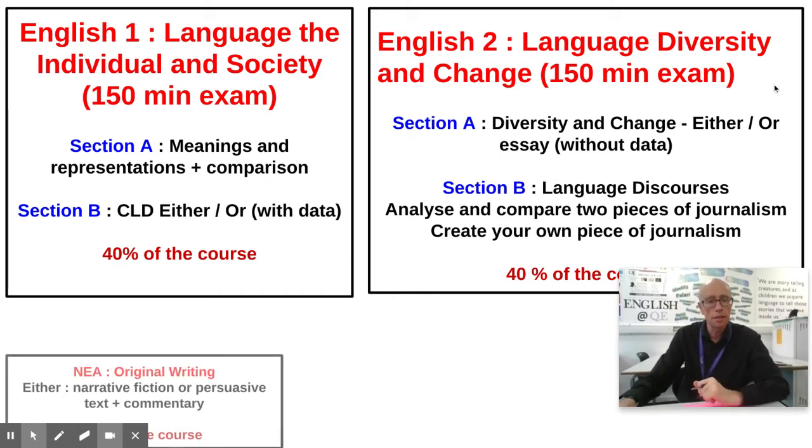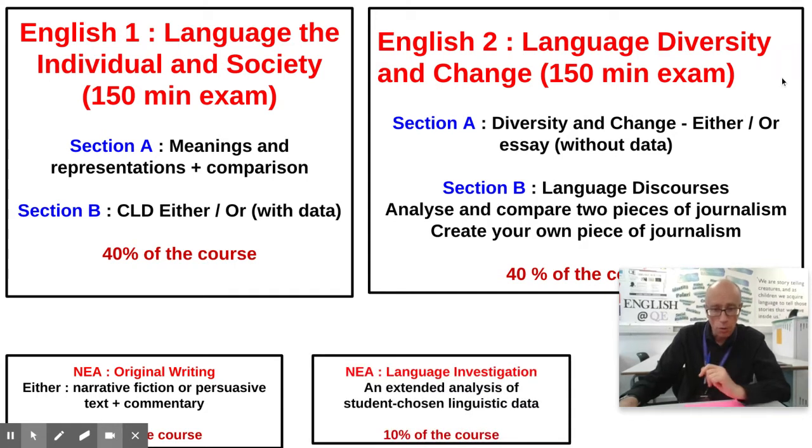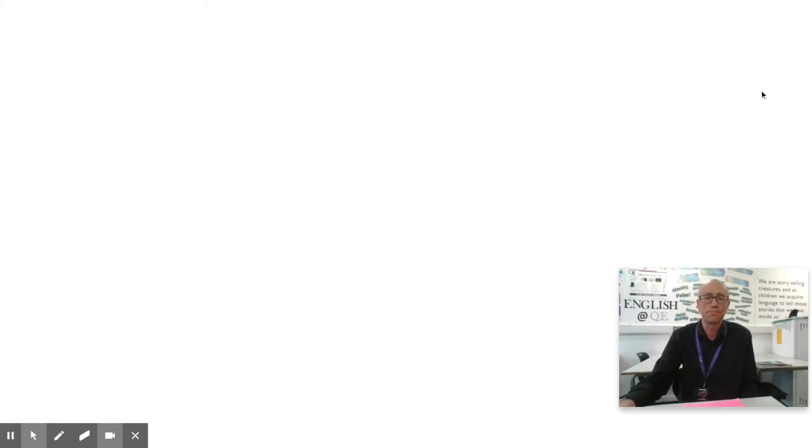Now, what about these NEAs? Well, you've done all that work on your original writing, because in the first year you did your narrative fiction. So you did some short story writing, and you wrote a commentary that went with your piece. And then secondly, during the lockdown, you did a persuasive text. So you wrote an opinion article and you also submitted a commentary on that. So one of those is chosen and goes through as your piece of original writing. Now what we're interested in is this one. This is the language investigation. So this is, in summary, an extended analysis of students' chosen linguistic data. And it's half of the NEA, so it's 10% of the course.